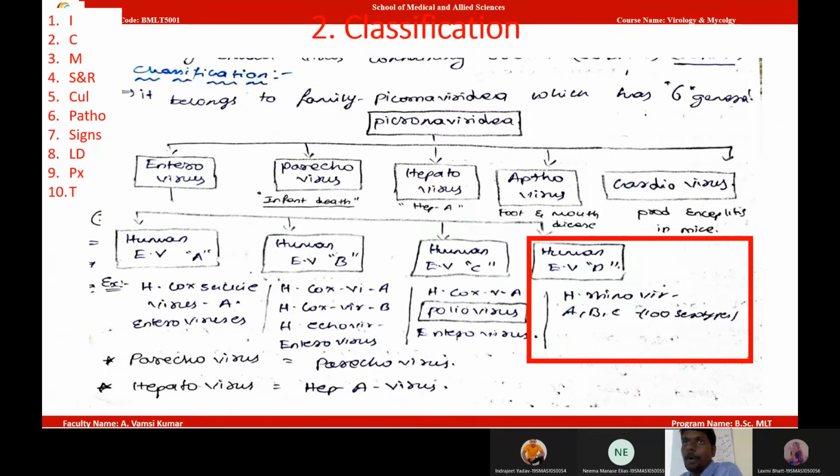Okay, write this important point here in the classification. There are totally 100 serotypes or 100 strains of rhinovirus. So far for corona, we saw 3 to 4 variants, like the Delta variant. Like that, rhinovirus has 100 variants. If we have 100 variants, is it possible to make 100 vaccines for a single virus?